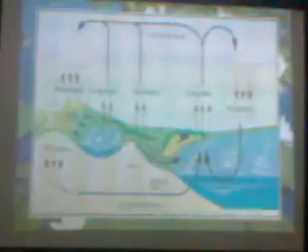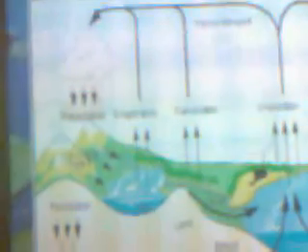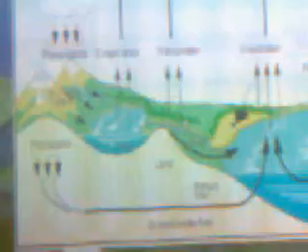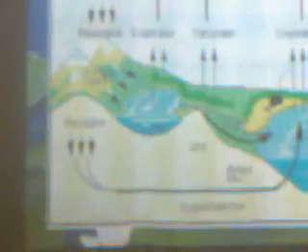This is a cycle. As I said, it is a never-ending cycle. From the ocean, the water evaporates to the atmosphere, and the movement of water through the atmosphere is called transport or vapor transport. As it evaporates, the water in the atmosphere condenses and forms clouds, and as those cloud particles grow, they fall out of the sky and the process of precipitation occurs.